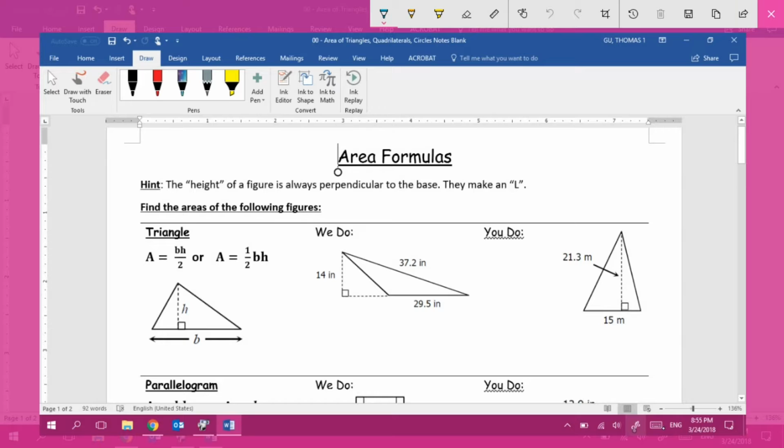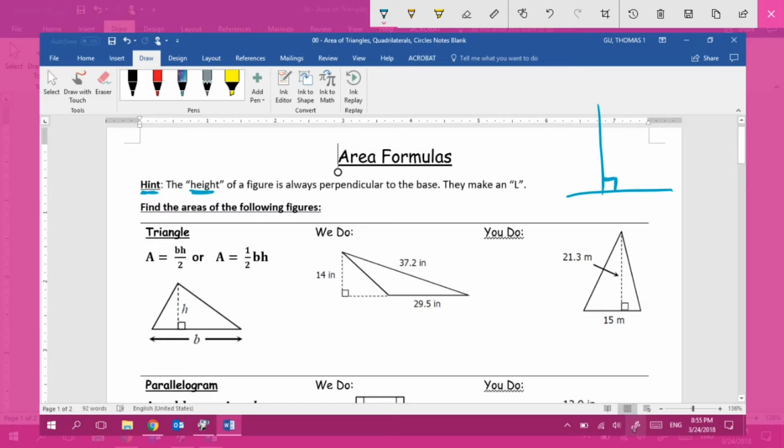Hint, check this out. The height of the figure is always perpendicular to the base. They make an L. So wherever your base is, the height is going to be perpendicular. If my base looks like this, the height is going to be perpendicular, makes an L. Look at that. Bam, perfect.